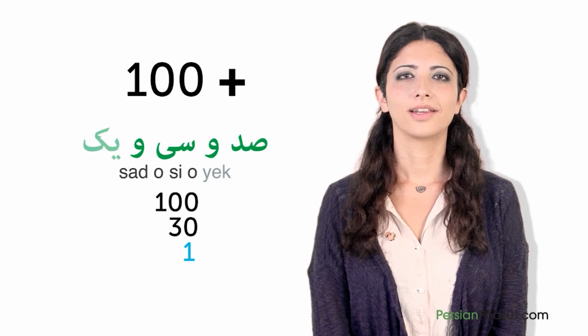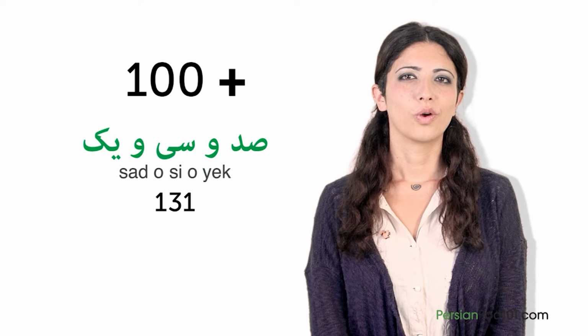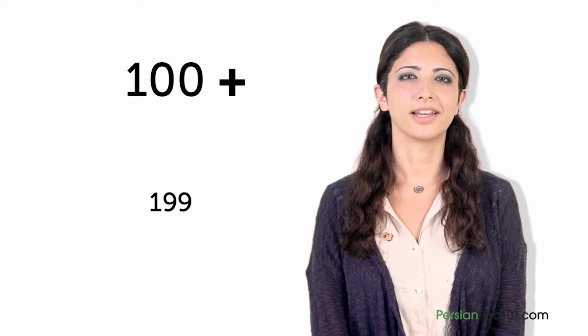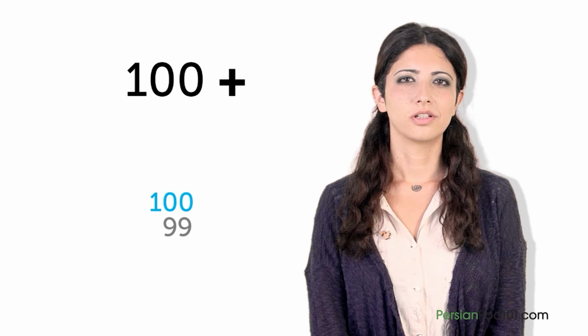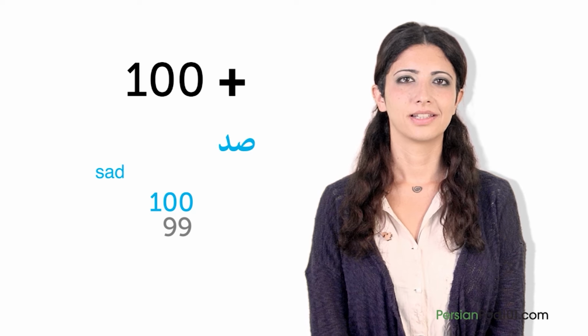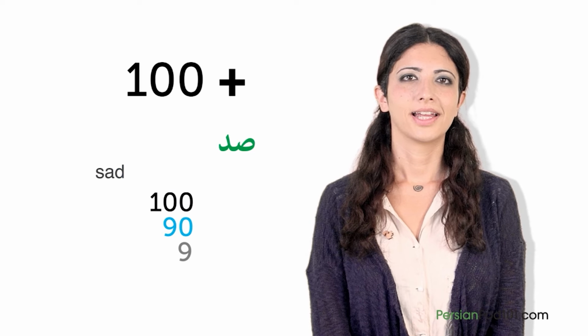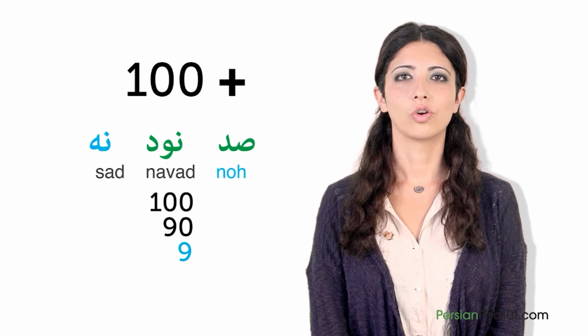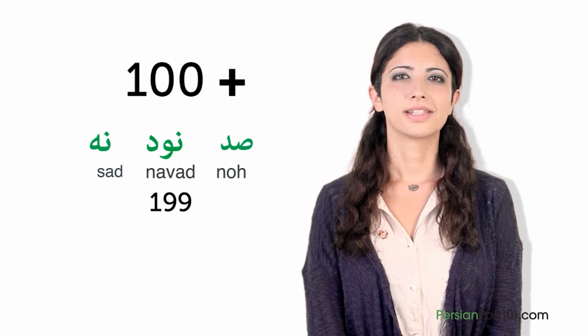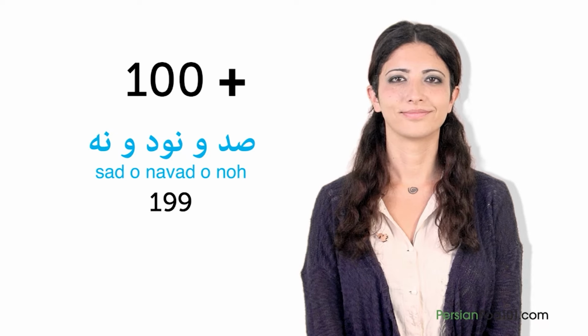1, yek. So, what do you think 199 is in Persian? 100, sad, 90, 90, 9, 9. So, 199. After only 2 lessons, you are now able to count to 199 in Persian.